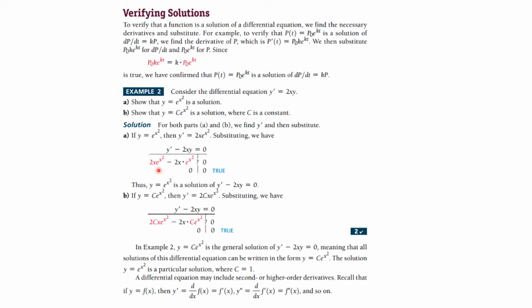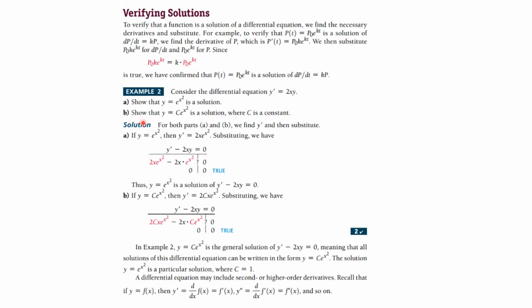Well, we take the derivative here, and the derivative of e to the x squared is e to the x squared times 2x by the chain rule, minus 2x times e to the x squared, so it's 0. So 0 is 0, so it is true. Therefore, y equals e to the x squared is a solution of y prime minus 2xy equal to 0.